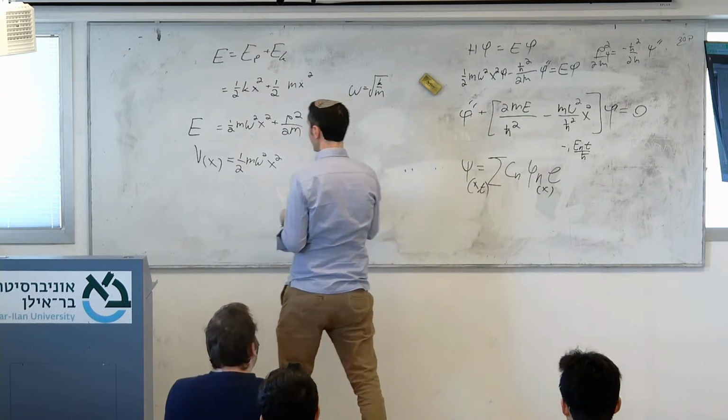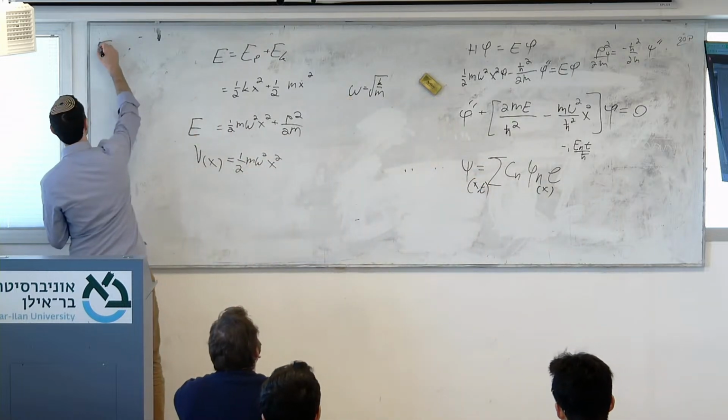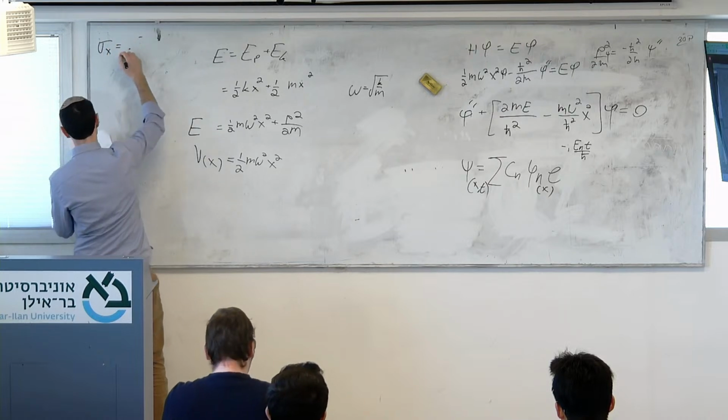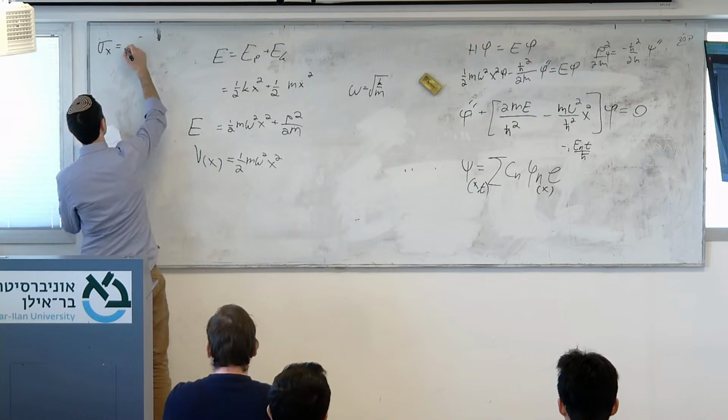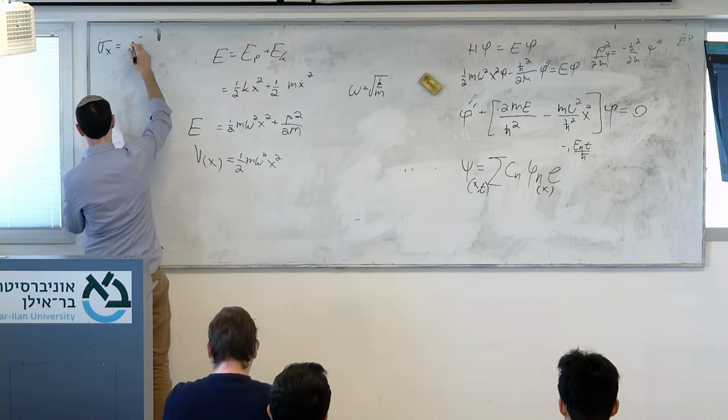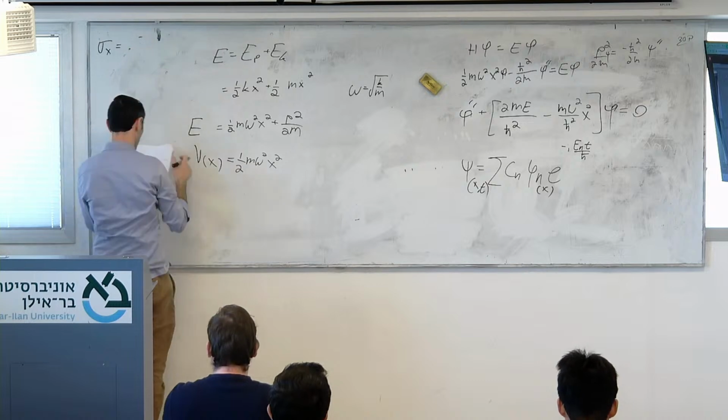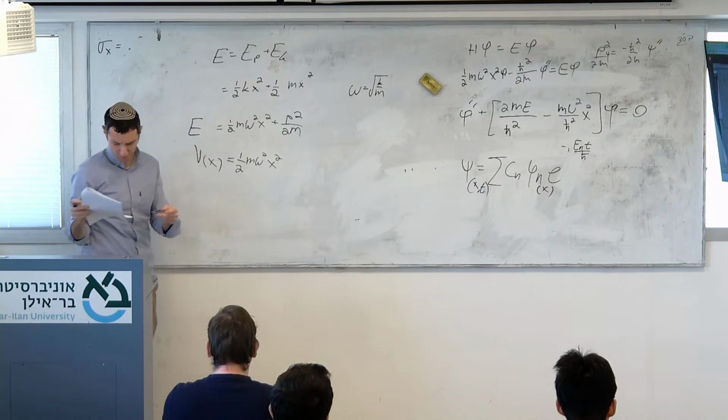So now we're going to define something that's going to stay with us for a while, which is sigma x, which will be, wait a second, that mistakes? I think this is a mistake here.